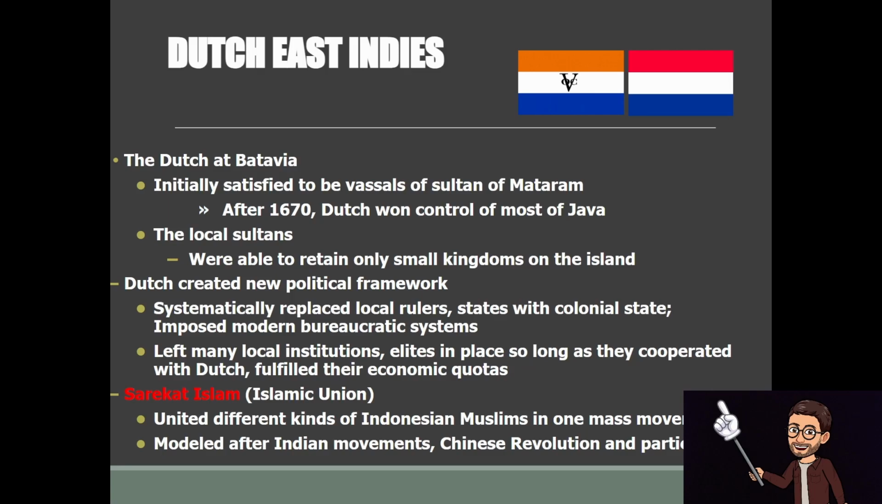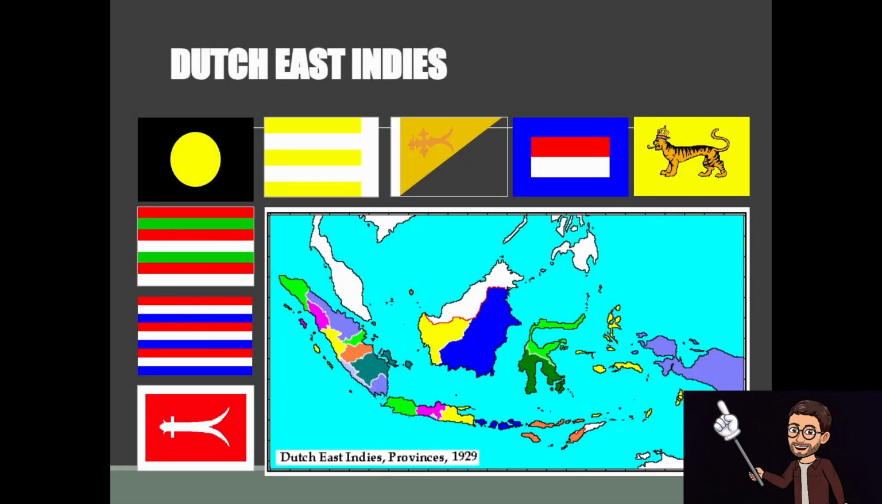Now, during this time, we also have the rise of Sarekat Islam, or the Islamic Union. And this is going to unite different types of Indonesian Muslims into one movement. This is going to be modeled after the Indian movements, Chinese Revolution, and parties. And it's really going to begin to truly push back against the Dutch. And over time, they will regain a lot of their powers, but it'll still be very much Dutch controlled. So again, Dutch East Indies, that's going to be Java, the Strait of Malacca, and places in Indonesia.